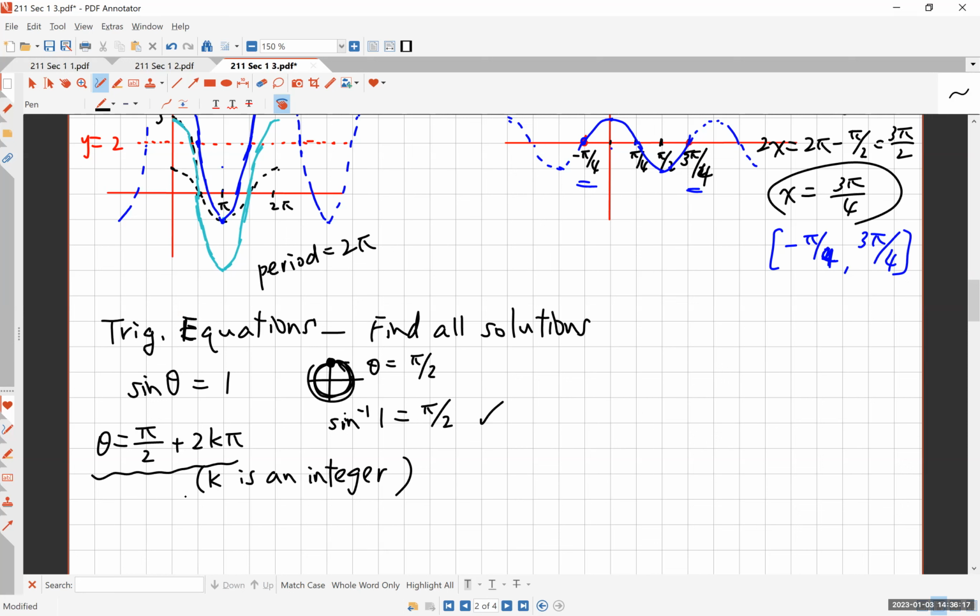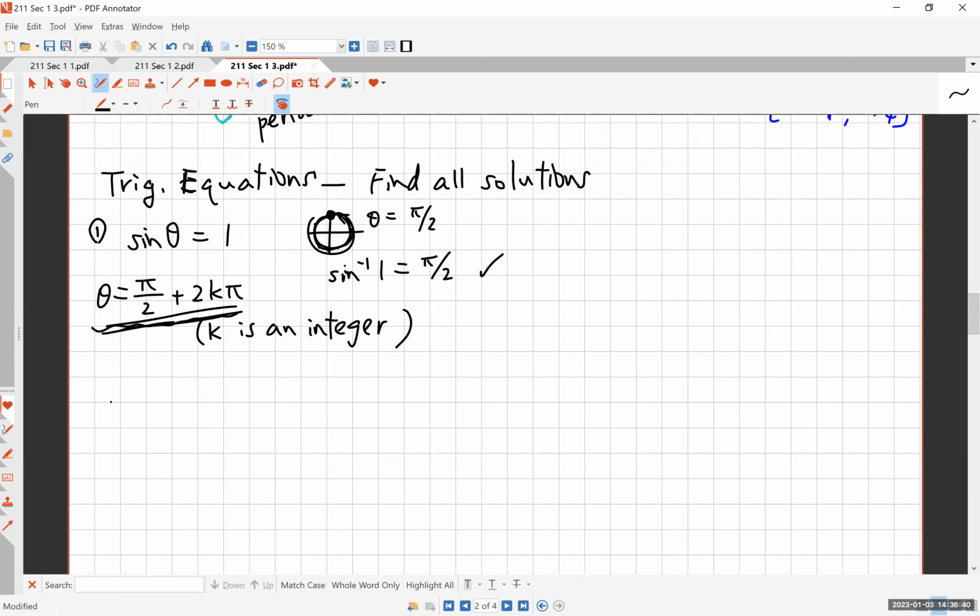How many answers are there? Well, infinitely many, one for each integer. And so you want to provide the infinitely many solutions. And these are all the solutions because any other theta will give you points other than this particular point on the top of the unit circle, and therefore the sine is not going to be 1. All right, so this is the first question.